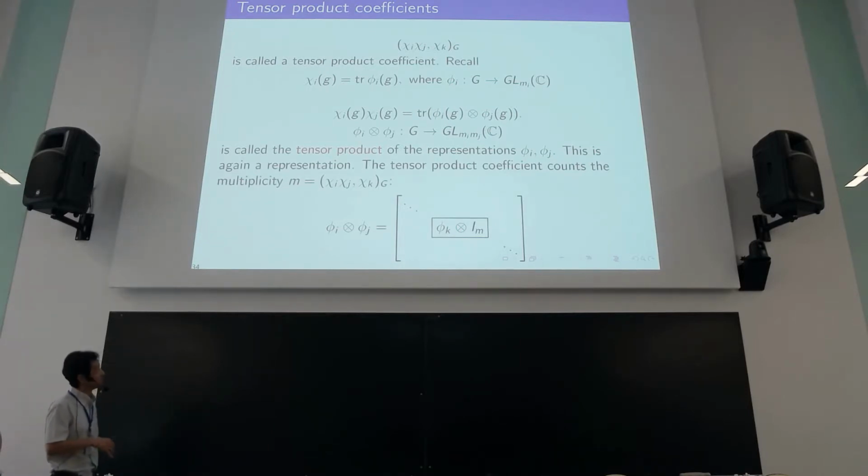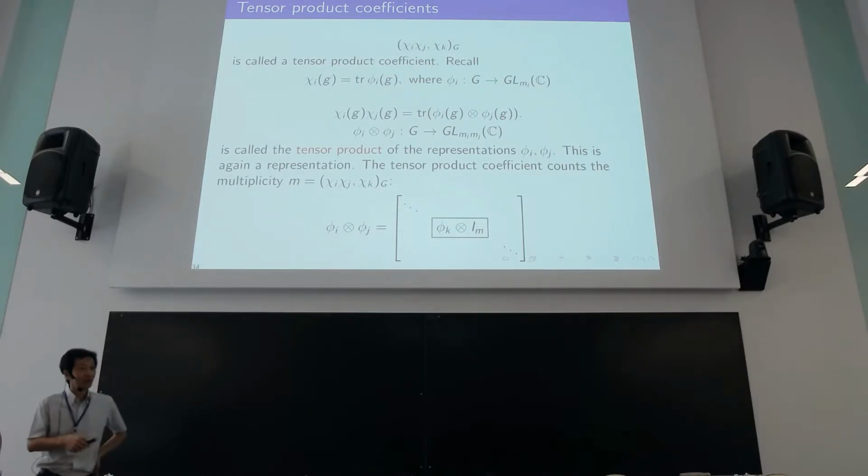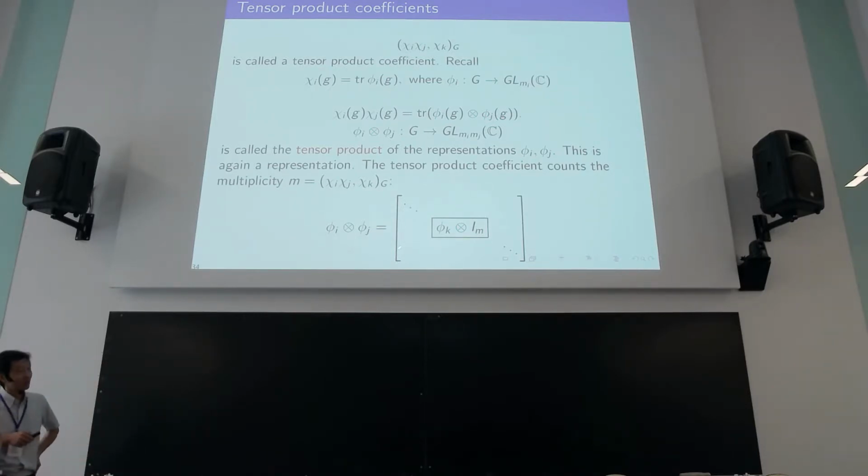If you consider the image, the algebra is again a star algebra, so you can block diagonalize it. After block diagonalization, you get a block decomposition, and you can count how many of the blocks are isomorphic to this particular representation phi k. Suppose it is repeated m times; that m can be computed by just looking at the character values. That is the inner product. That is why this inner product is called the tensor product coefficient.